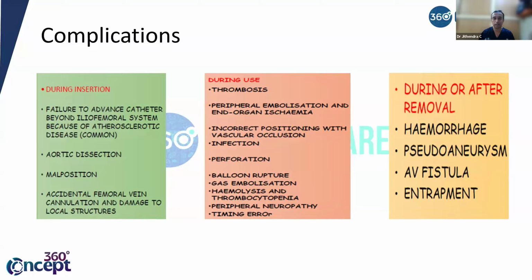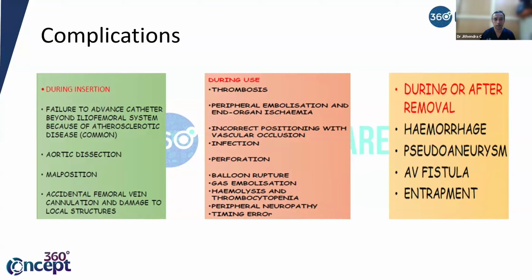So, coming to the complications during insertion. One, it can be distal peripheral, bad peripheral vascular disease. You may not be able to canalize it. It is very, very common because it's a pretty big cannula we'll be inserting, a pretty big sheath will be there. The balloon should go. If the vessels are damaged, there is significant sclerosis, then you will not be able to do it. That is the most common complication you will be seeing.